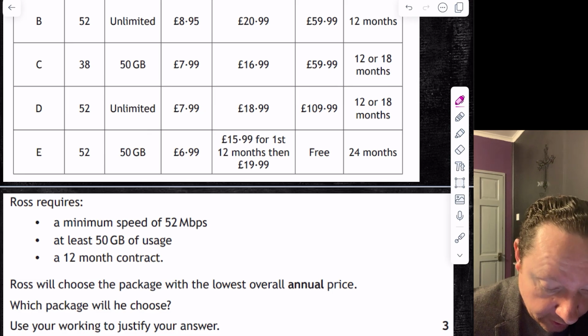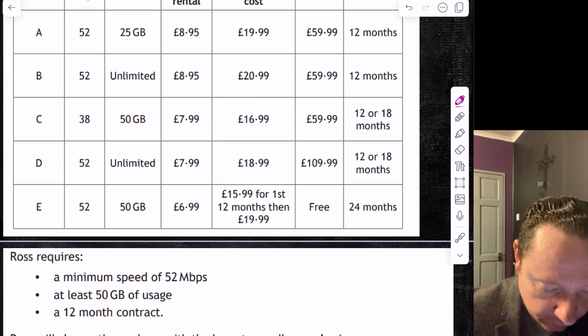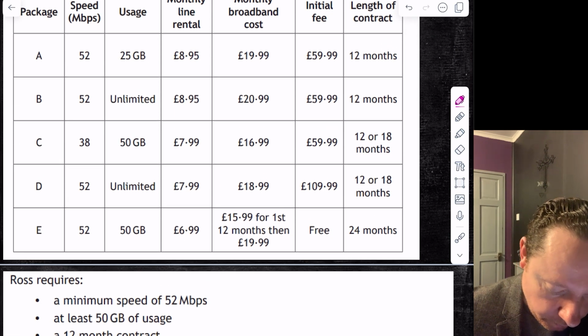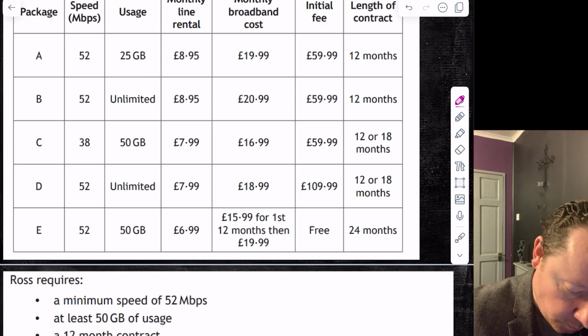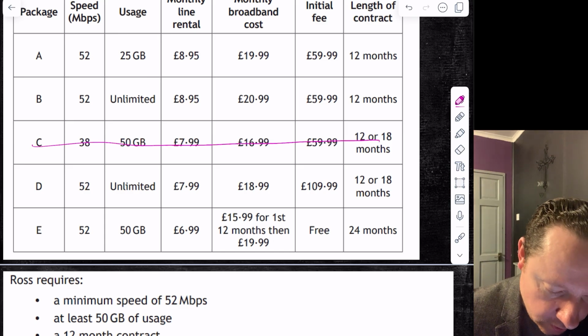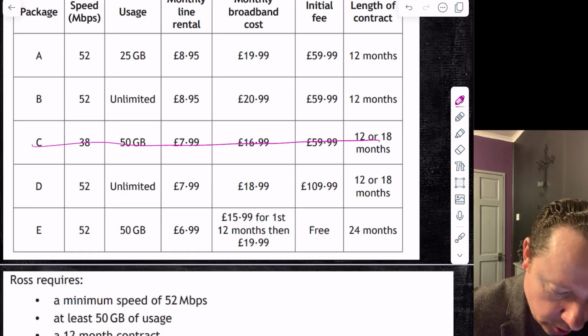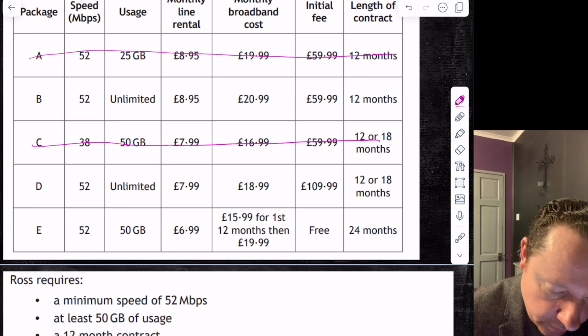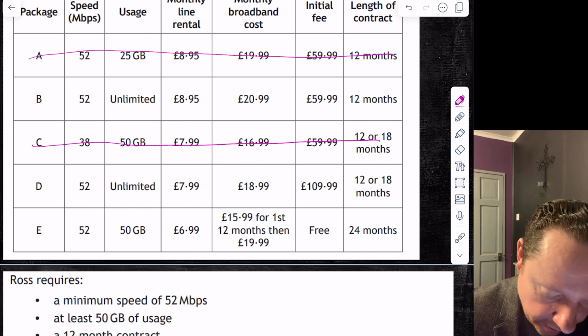So he needs to choose a package that gives him everything he wants. So let's check the ones he can't have first of all. He needs 52 megabytes per second. So C's out because that's 38. So that's C gone. He needs 50 gigabytes of data or usage. So A is out. And unlimited is fine. 50 gigabytes fine.